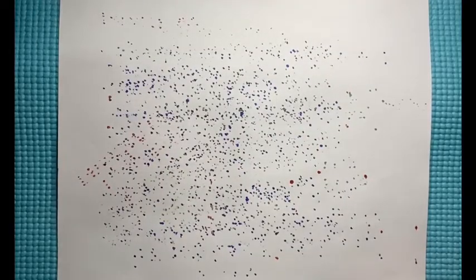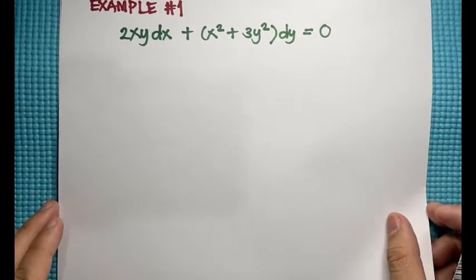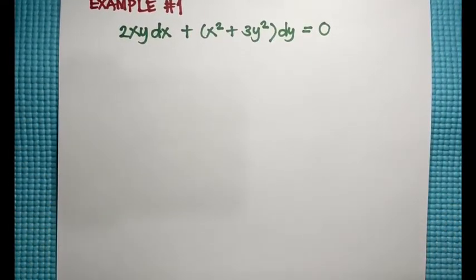So let's start right away. So with our first example, we have 2xy dx plus x squared plus 3y squared dy, and that would be equal to 0.